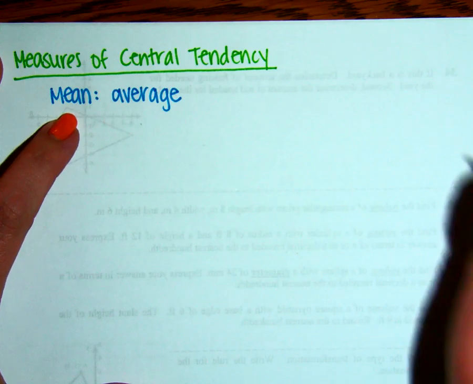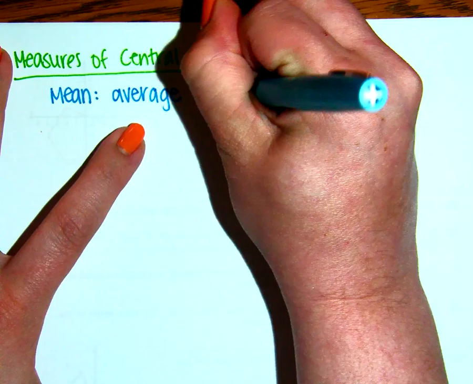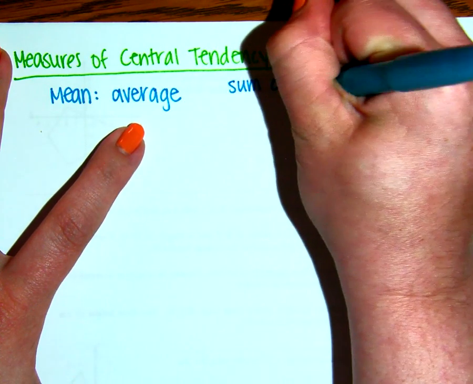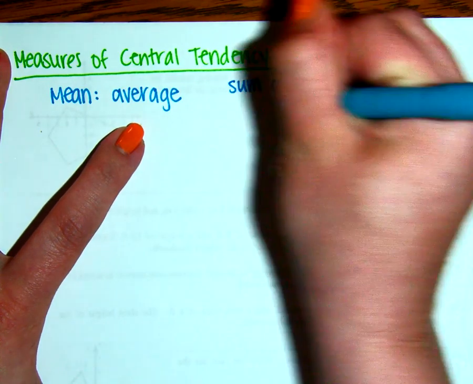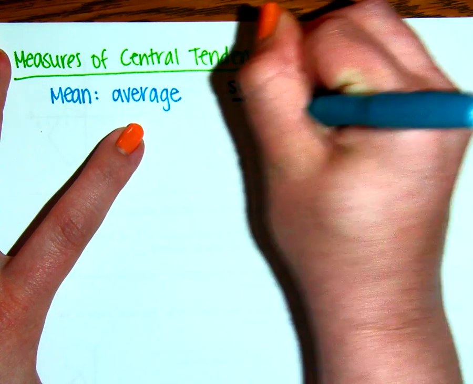Mean is another word for average. So in order for me to find the average, I'm going to take the sum of all the values. And when I say sum, that means addition, divided by the number of values.